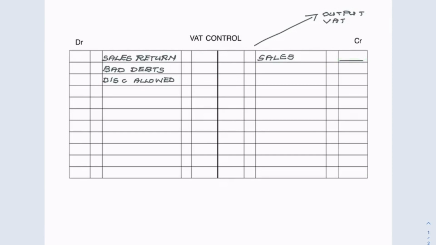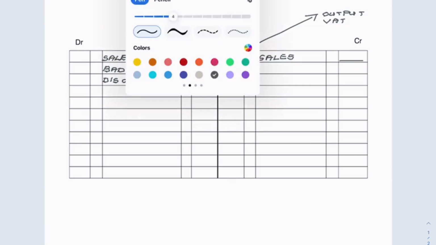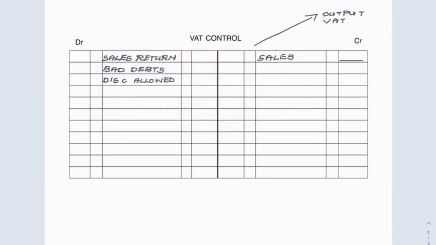So do you see, output VAT goes on the credit side, and then we've got 3 debits for transactions that reduce the amount that we originally paid to SARS. So that's the first type of transaction that we've got. The second type of transaction is related to input VAT, and that is when goods flow into the business.